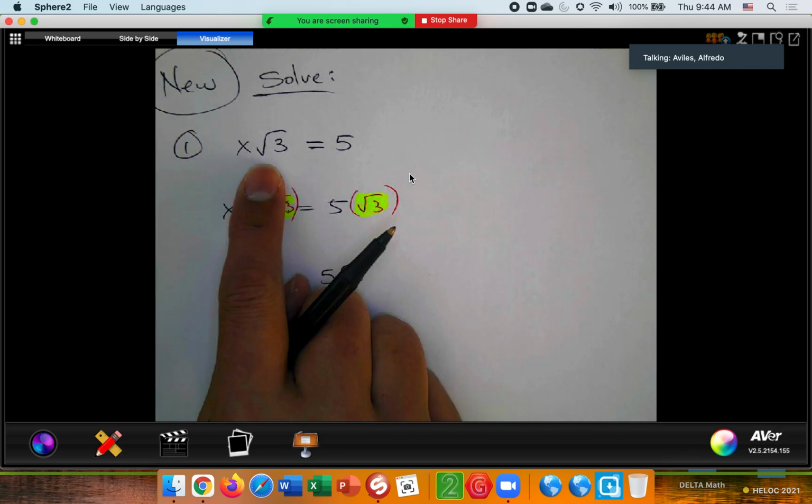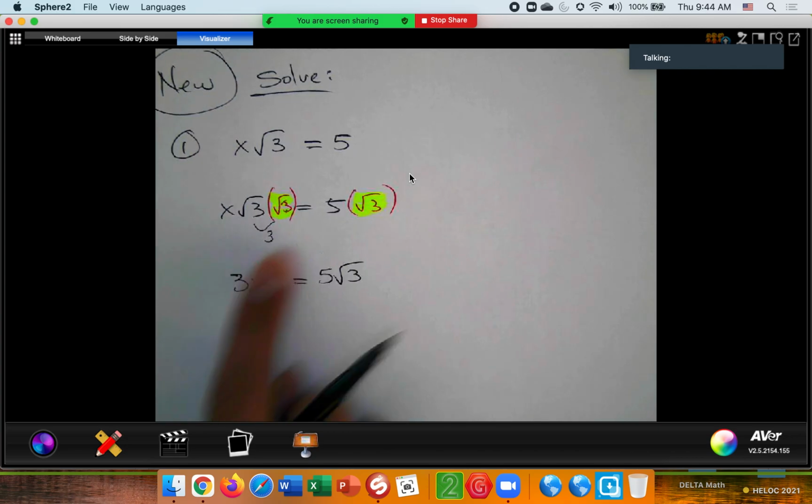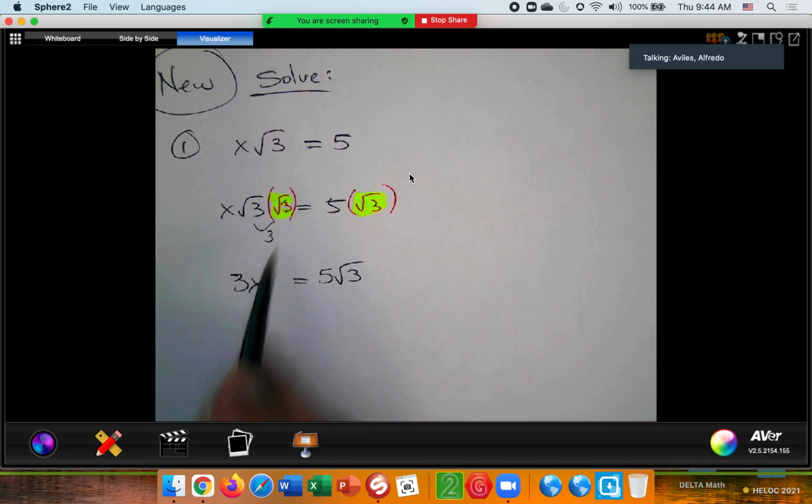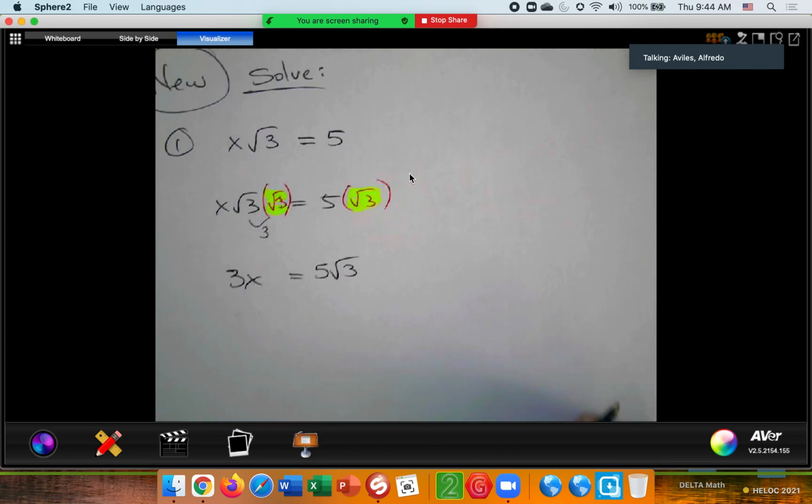See, I couldn't do it here. You couldn't do it here because it's not a whole number. Make it a whole number. We do this little trick right here and make it a whole number. Now I can easily solve for x.